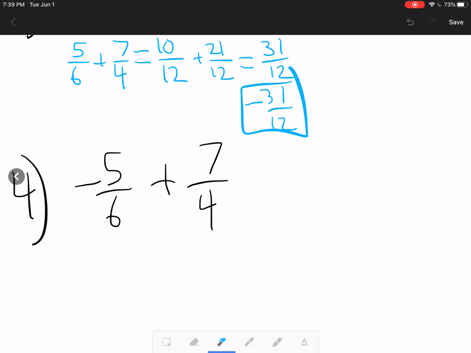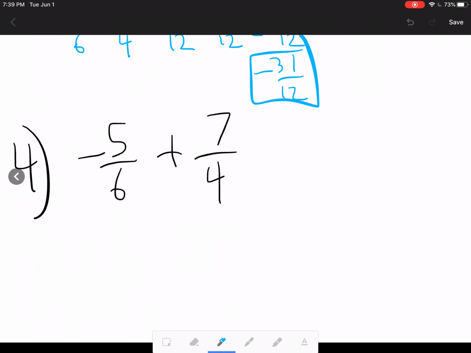Finally, let's take a look at this one right here. Negative 5/6 and 7 fourths. Let's go back to red. Again, ask positive, negative. The number line is your friend here. So here's 0, negative 5/6. Now we're going over this way, 7 fourths. 7 fourths is larger than 1, so it's definitely going to move us to positive land. So our answer will be positive.